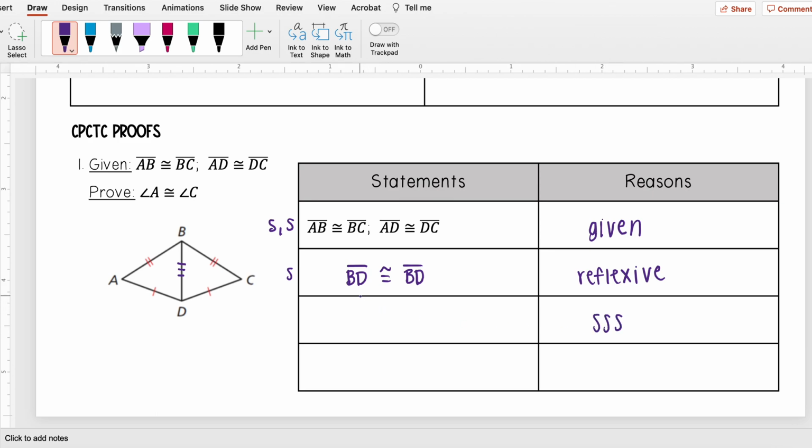So now here's where it's important to again be writing those correct congruency statements. So I'll start with triangle ABD. Well, angle A I see is between the 1 and 2 tick marks, and I see that matches up with C. And then they both share the side of BD, so this is going to be BD. And now for my last step, I can say that therefore angle A is congruent to angle C, and that is by CPCTC.